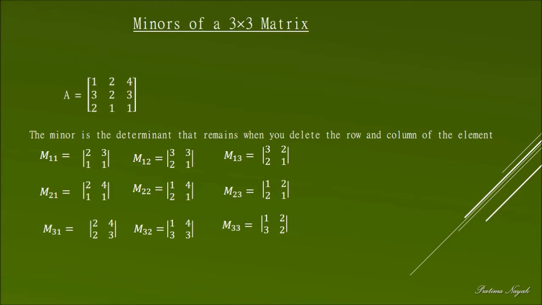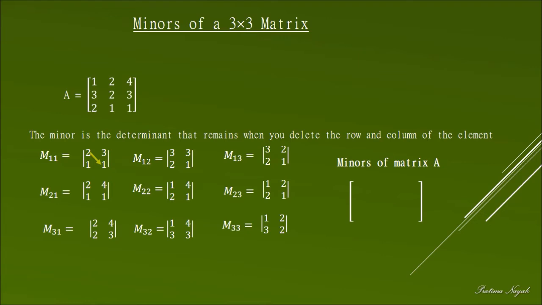I think I have explained very slowly, so I hope this is clear to everybody. Now we'll make a matrix of minors. We will evaluate the determinant of each minor.